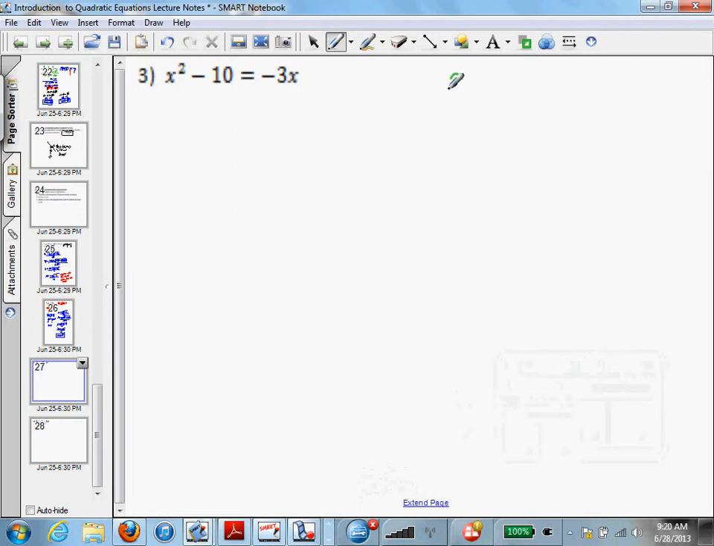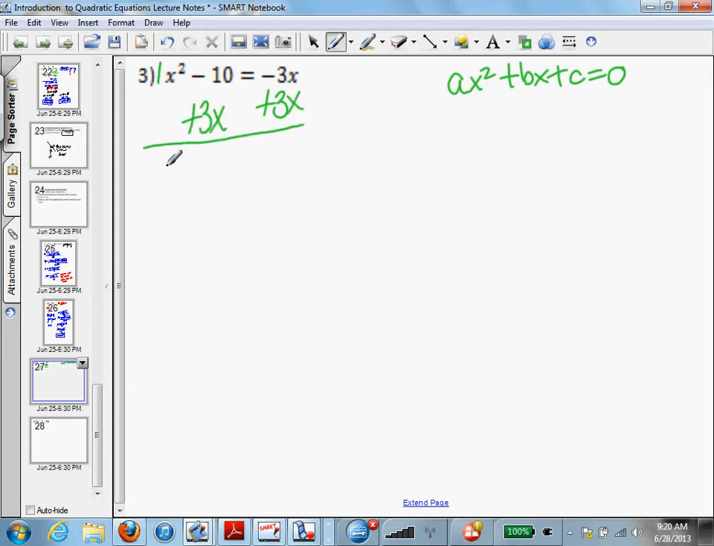Okay, so for this we need to make sure we have it in the ax squared plus bx plus c equals 0 form, where a has the x squared, b has the x, and c is just a regular number. X squared, we see a coefficient of 1, and then we see that we're out of place because we're not equal to 0. So to get this equation equal to 0, let's add 3 to both sides of the equation. So we're going to be left with x squared plus 3x minus 10 equals 0.